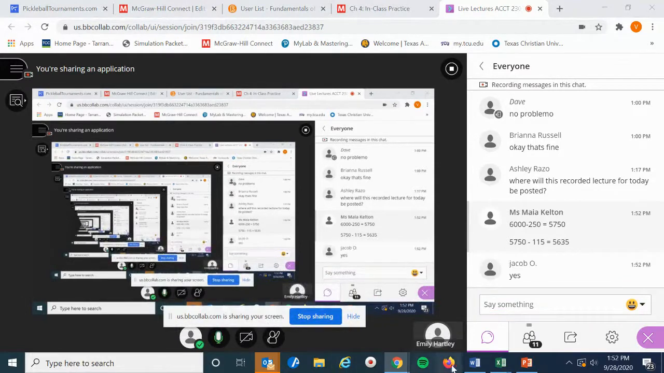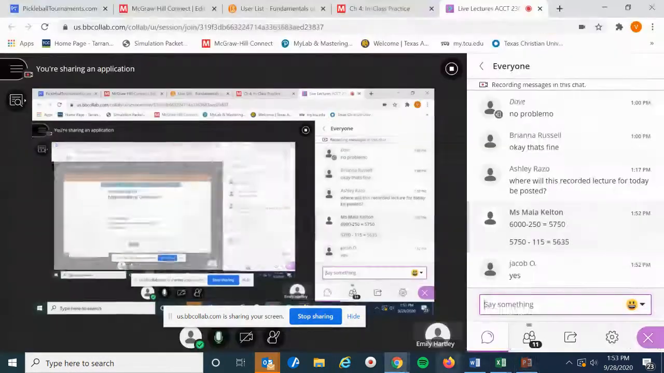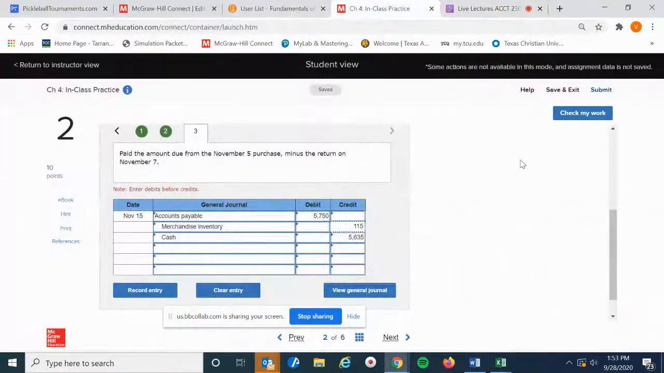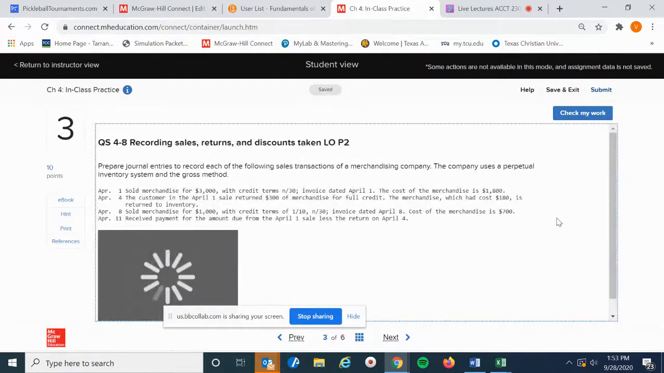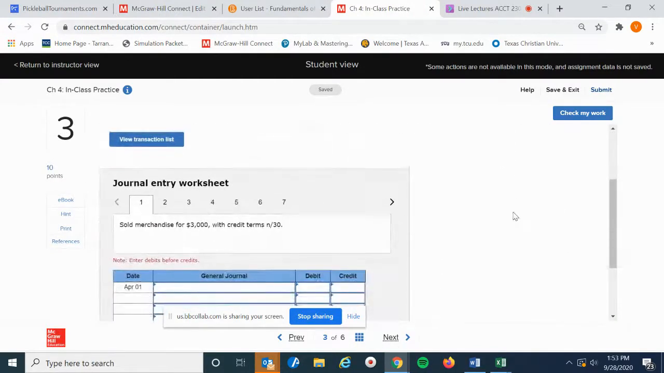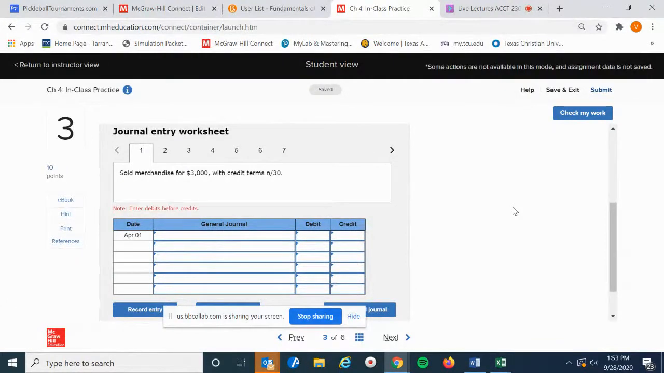Did you have any other questions about this? All right, thanks, Jacob. So this is kind of the logic of those discounts. It's not that we are getting rid of all of our inventory. It's that we're reducing the value because we were given a discount. And you'll see like the next problem. So these are sales transactions, for example. So we only have about 7 more minutes left, but I want to show you a sale of merchandise.